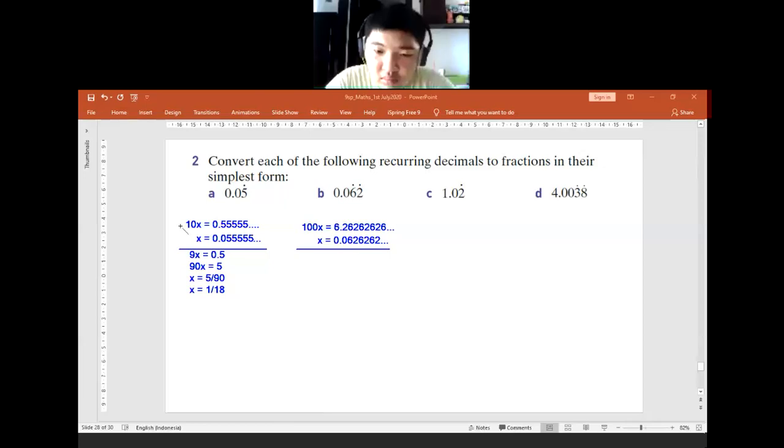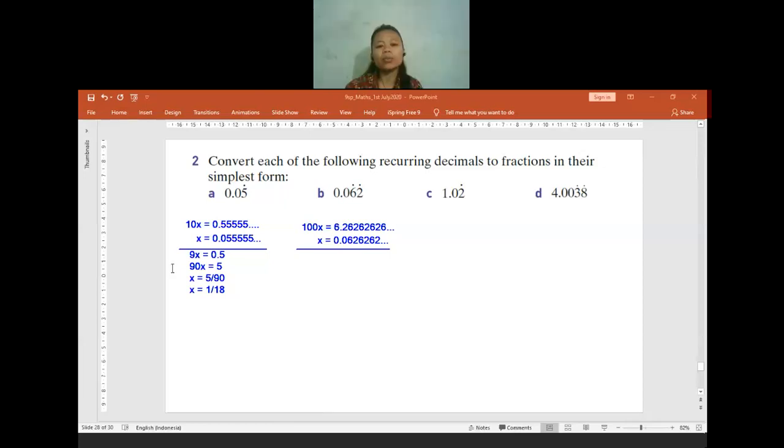Okay. Now let us continue. If I do subtraction, 99x is equal to how many? 62. 62.6 is not okay, as it is not okay to have decimal and fraction all together. We can cancel the decimal by multiplying everything by 10. So it will be like this. Is there anyone who is confused if I write 990x equals 626?